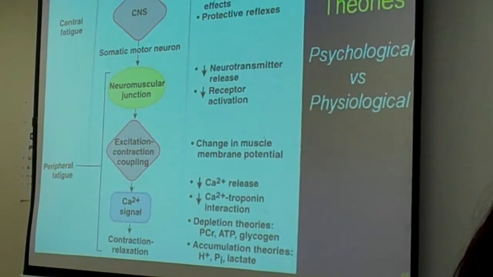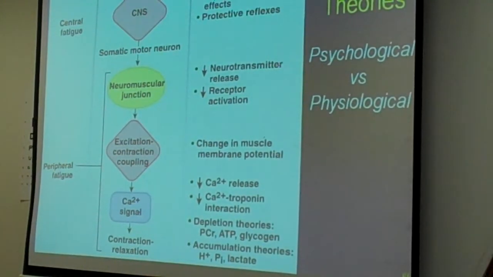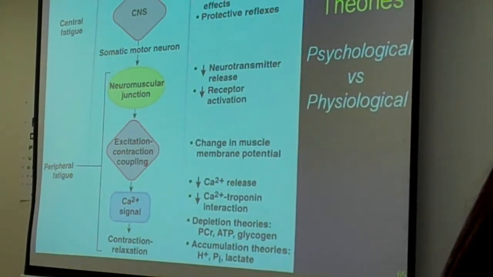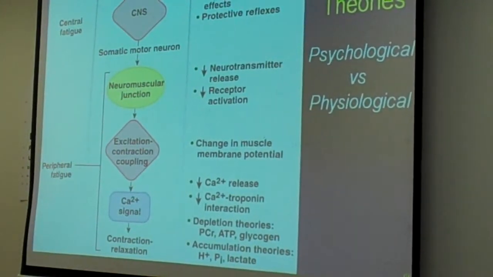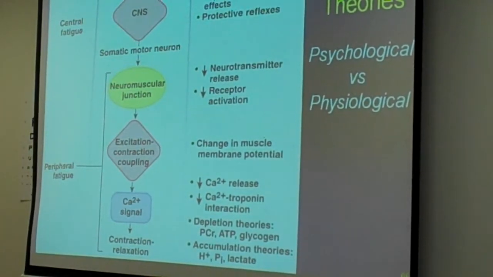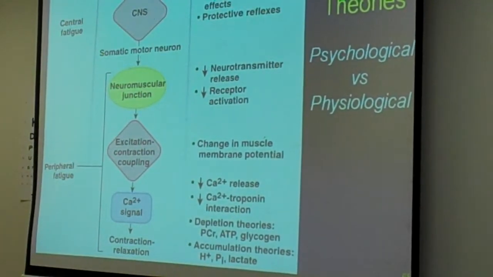Number 2, a decrease in pH from lactic acid accumulation. So this particular physiologic fatigue is associated with fast twitch fibers, high intensity, short duration. The reason we call fast twitch fibers fatigable.